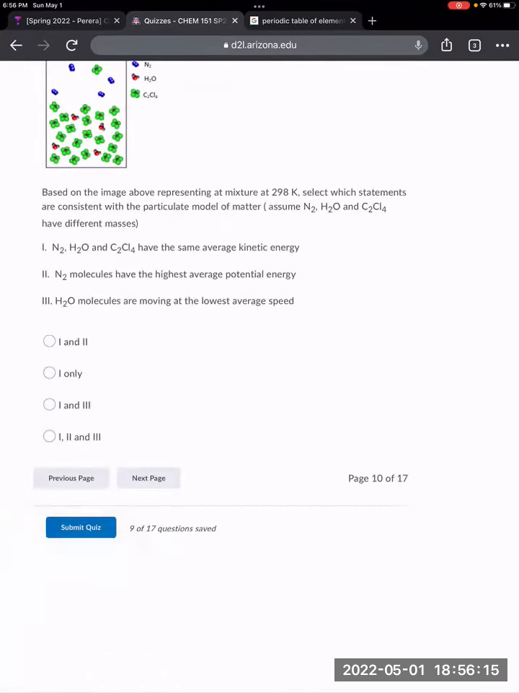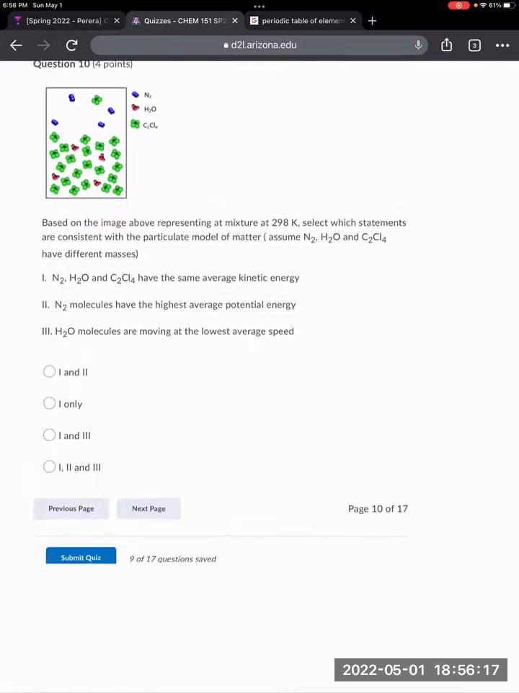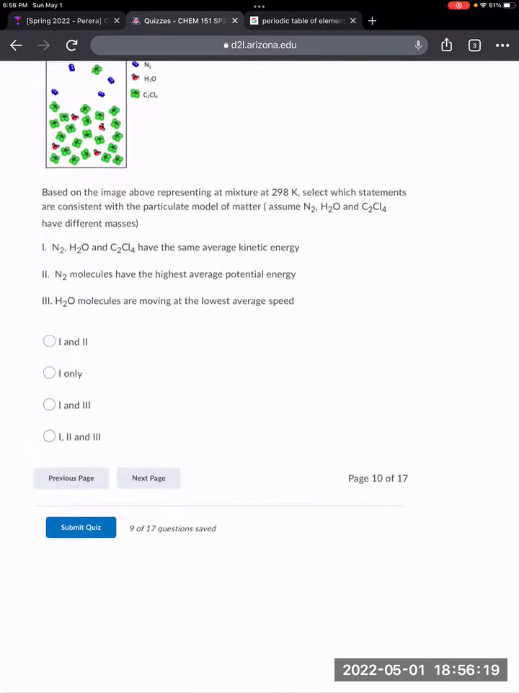Okay, let's tackle this problem. Based on the image above, representing a mixture at 298 Kelvin, select which statements are consistent with the particulate model of matter. Okay, now 298 Kelvin, that means all of them have the same average kinetic energy. So that is true. The number 1 is correct. Temperature is a measure of the average kinetic energy. Because they are the same temperature, they should all have the same average kinetic energy.